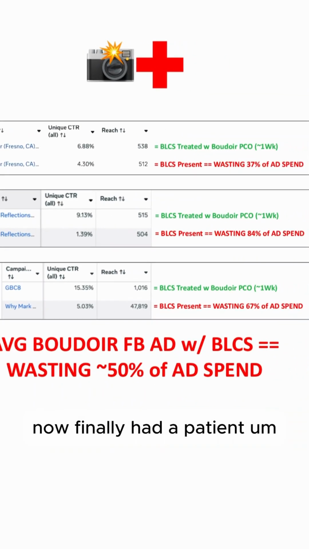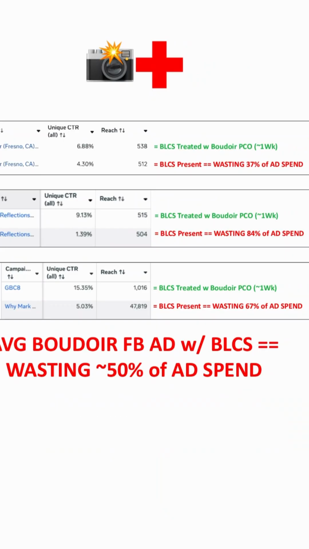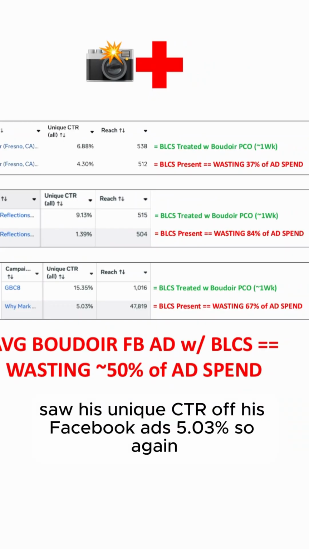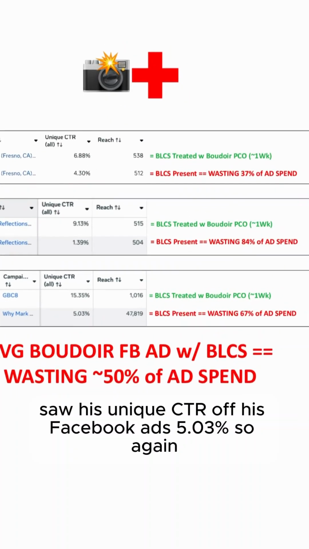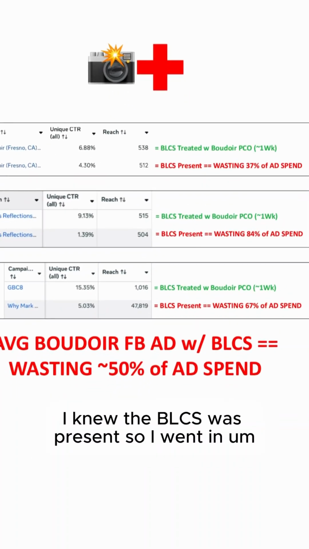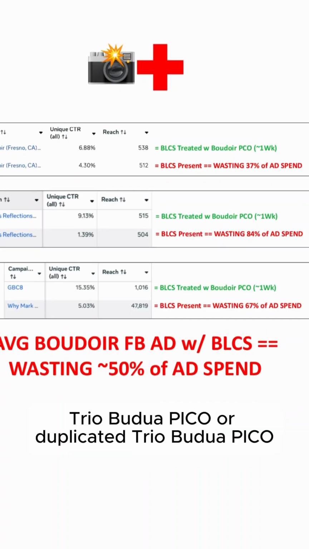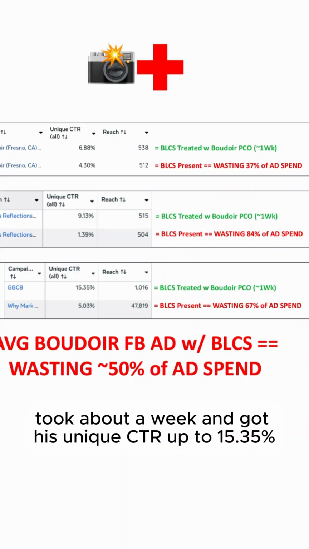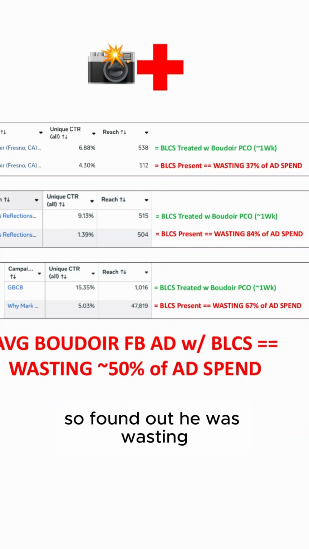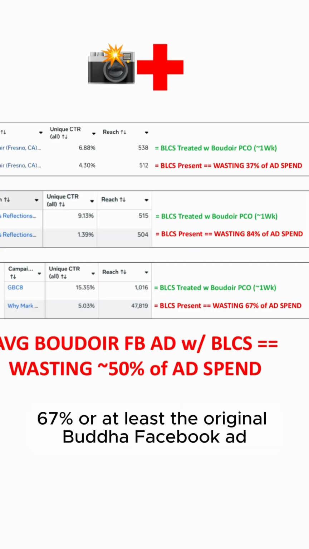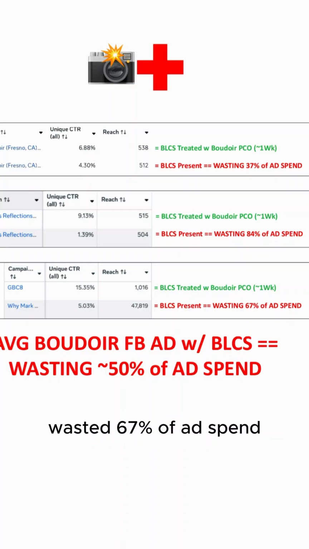Now, I finally had a patient who saw his unique CTR of his Facebook ad was 5.03%. So again, I knew the BLCS was present. So I went in, duplicated, treated with Boudoir Pico, took about a week, and got his unique CTR up to 15.35%. So I found out he was wasting 67%, or at least the original Boudoir Facebook ad was wasting 67% of ad spend.